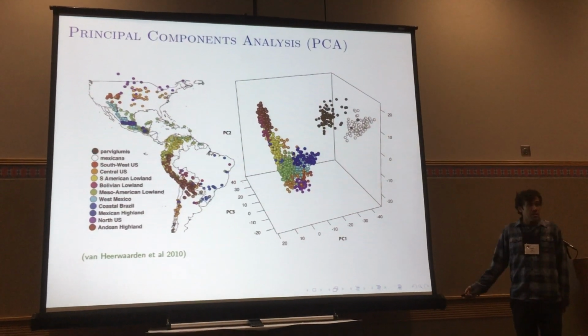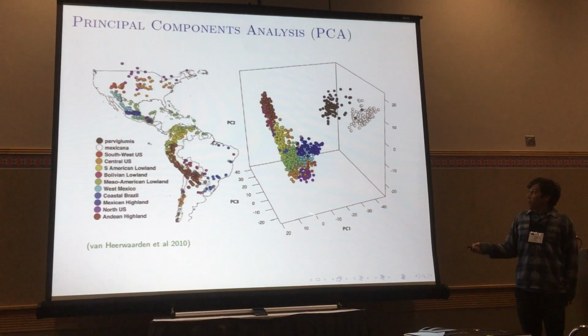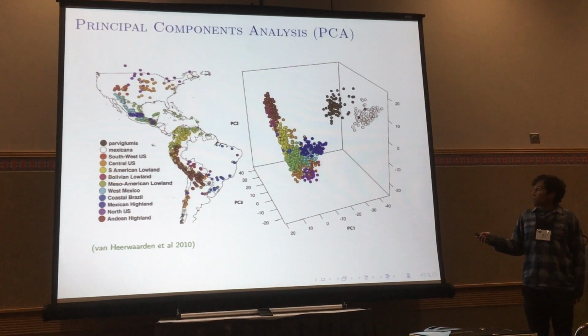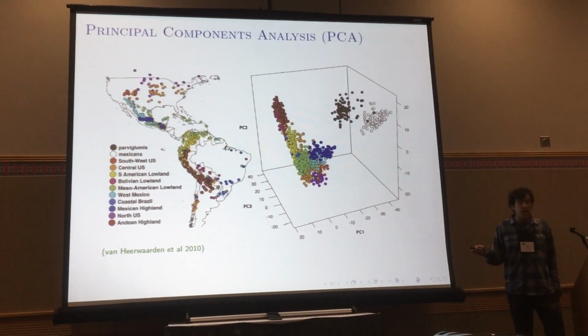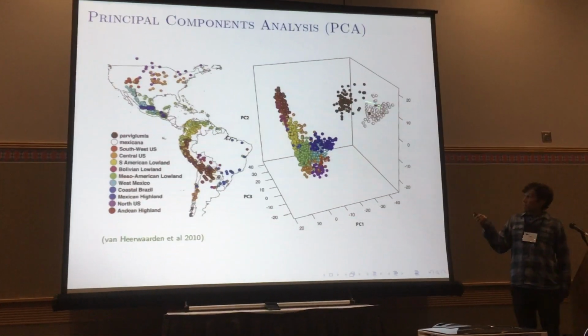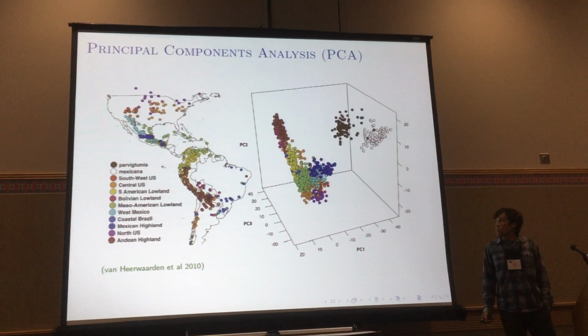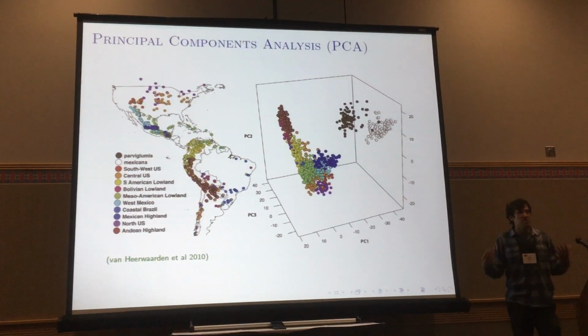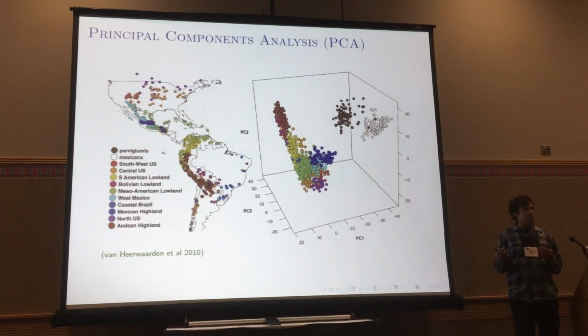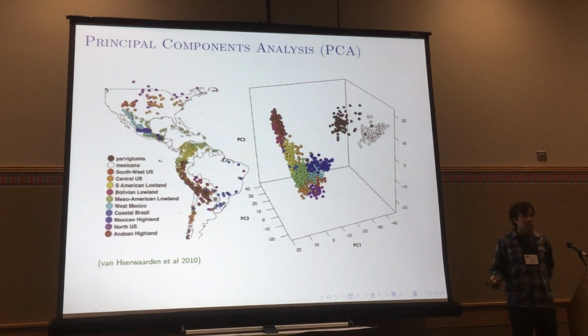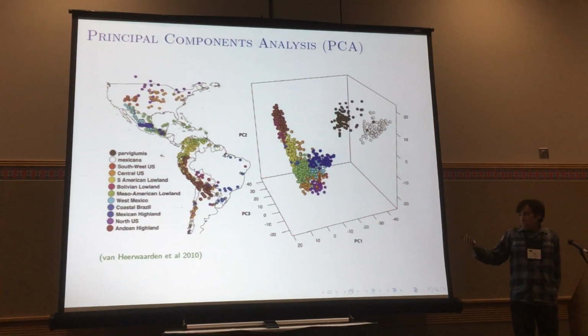Here's another nice example showing how different landraces of maize are related to each other and to the wild ancestors. So in general, what we use PCA for is visualizing population structure, how different populations are related to each other, vaguely.